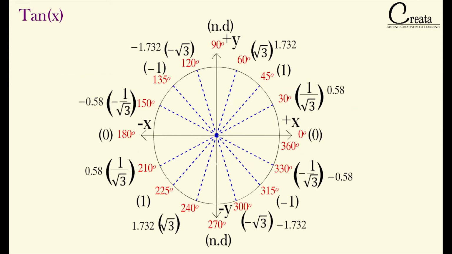Here we are having values of tan function from 0 to 360 degree in a circular manner. Just angles from 0 to 360 degree, nothing more. Here you can see tan 0 degree is 0, tan 30 degree is 1 by root 3, whose value is 0.58, tan 45 degree it is 1, tan 60 degree it is root 3, tan 90 degree is not defined, that we will explain in this video.